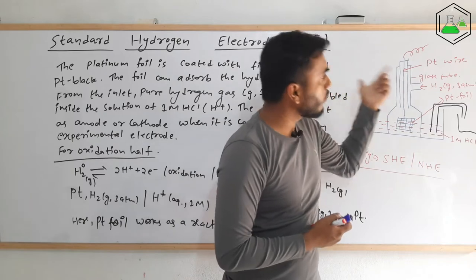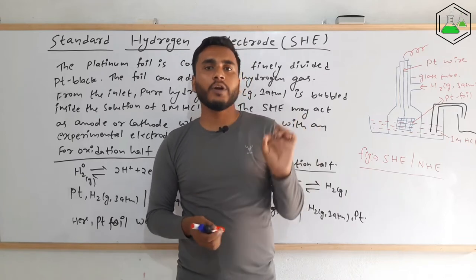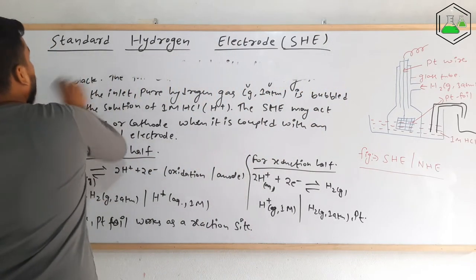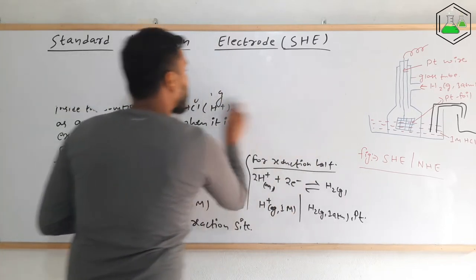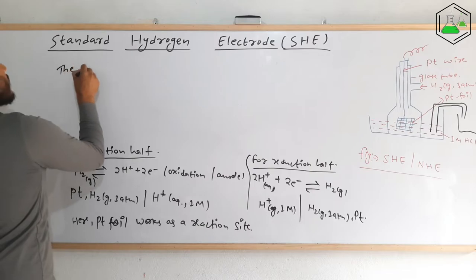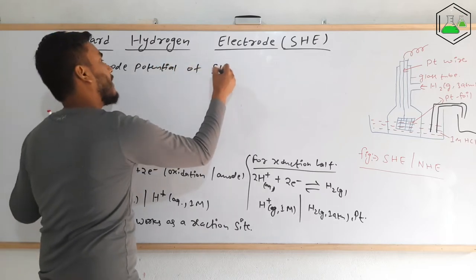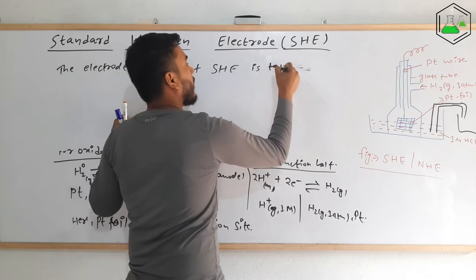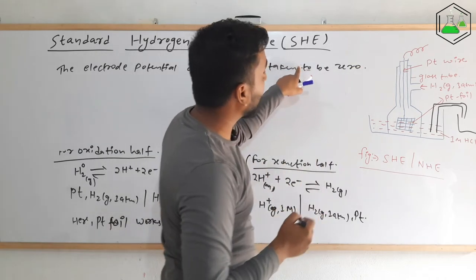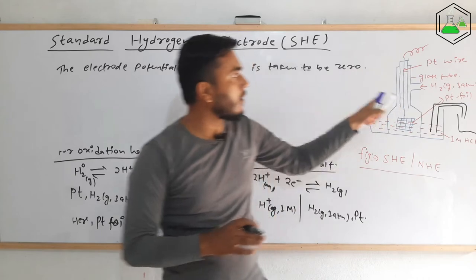After doing this much, we must know the electrode potential of this electrode, but still we don't know how to calculate it, right? So we arbitrarily consider the electrode potential of SHE, that is the standard hydrogen electrode, to be zero. The electrode potential of the standard hydrogen electrode is taken to be zero. This is an arbitrary value. We just consider its value to be zero so that we can find the electrode potential of other electrodes by comparing with it.